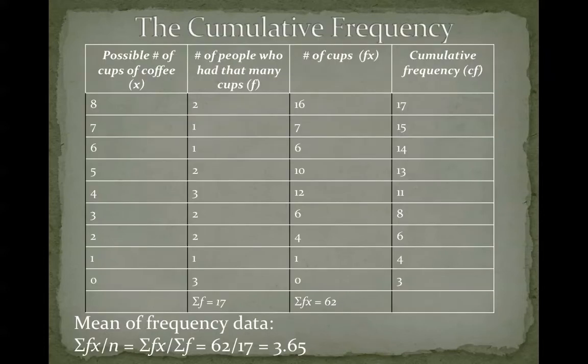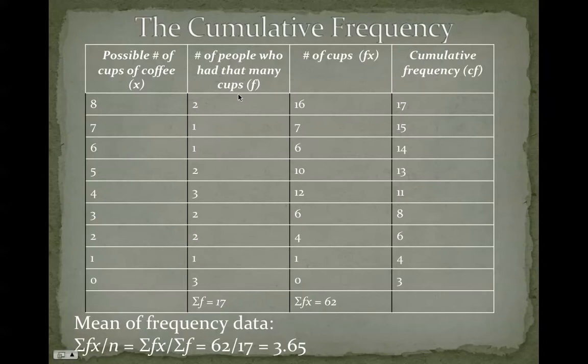And lastly, I wanted to talk about the cumulative frequency. Now, this is slightly different, slightly off topic from the median, but it is adding on to the complexities of the mean and frequency data and so on. So here we have a table that we put together earlier, or something similar, where I've listed out this frequency data. I've got the possible number of cups of coffee. I've got 8, 7, 6, 5, 4, 3, 2, 1, 0.